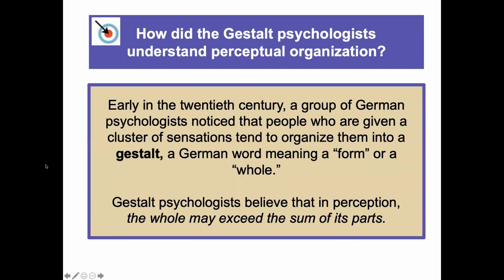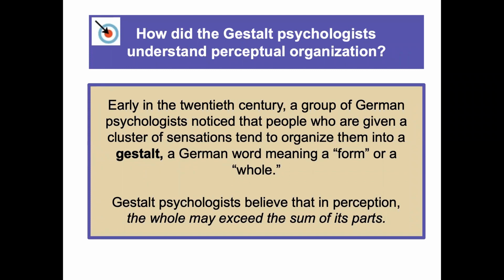So the Gestalt psychologists were really interesting German psychologists who had some fascinating ideas about understanding that there was a big difference between looking at something as a whole versus looking at its parts. And they really felt like the whole was different than the sum of its parts. So they believed that in perception, the whole may exceed the sum of its parts. So it isn't just that you're seeing the parts put together. The whole is something wholly different.